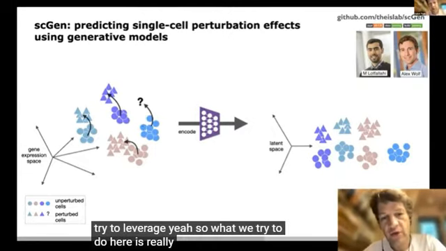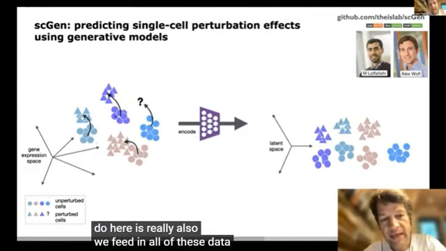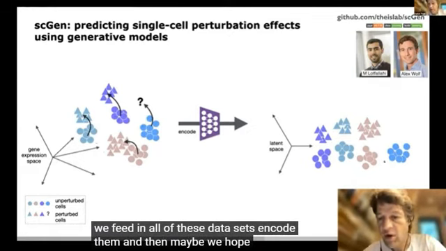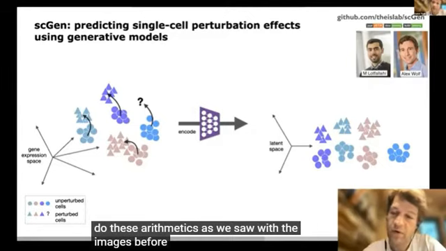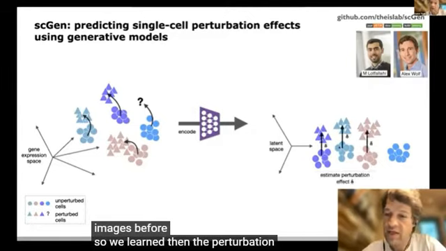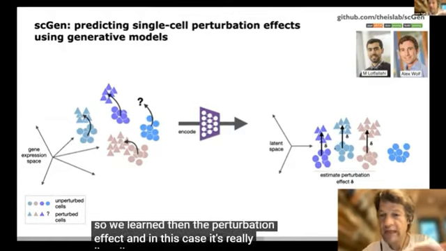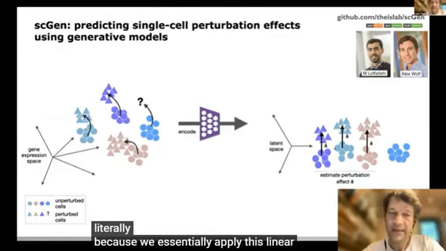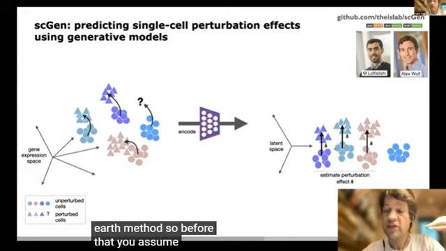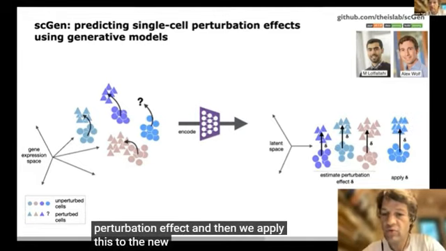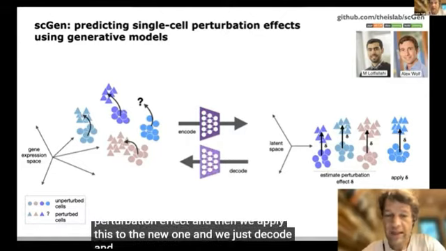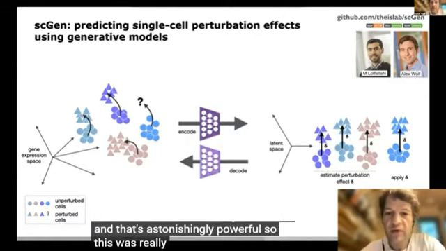So what we try to do here is really also, we feed in all of these data sets, encode them, and then we hope that we get such a linearized latent space where we can do these arithmetics as you saw with the images before. So we learn then the perturbation effect. And in this case, it's really literally, because we essentially apply this linear arithmetics that you saw before, that you assume that you get one direction that is dominated by the perturbation effect. And then we apply this to the new one and we just decode. And that's astonishingly powerful. So this was really working out, right?